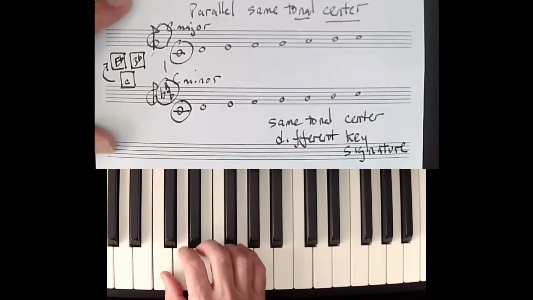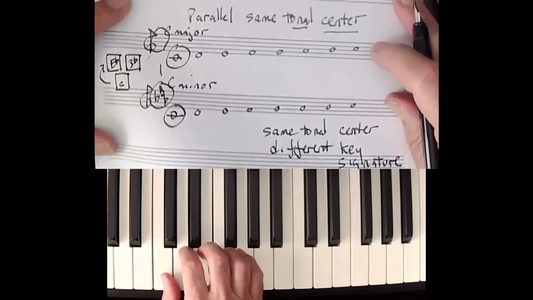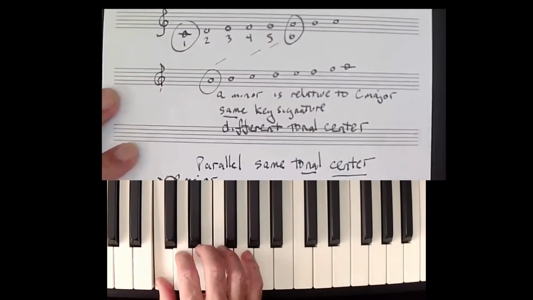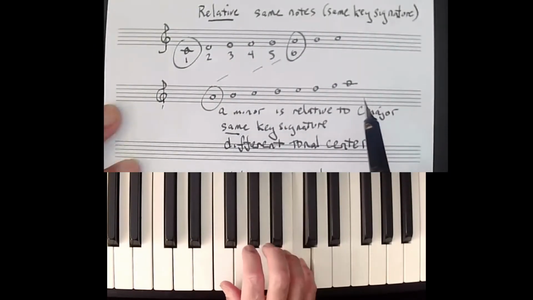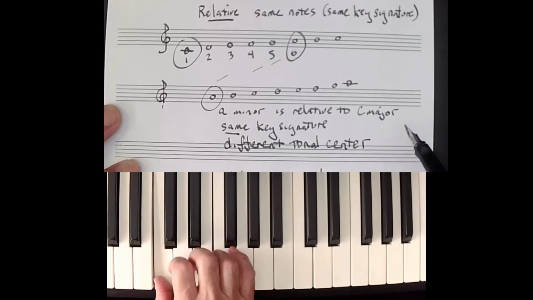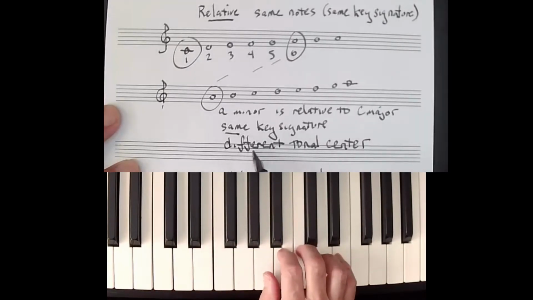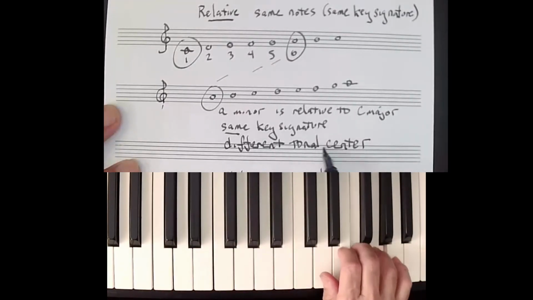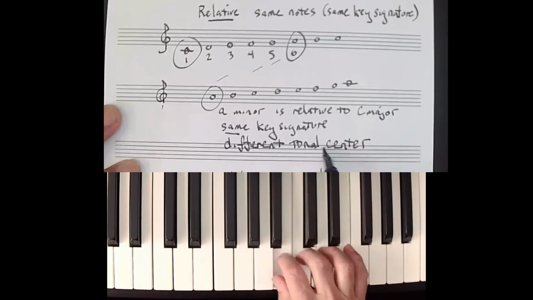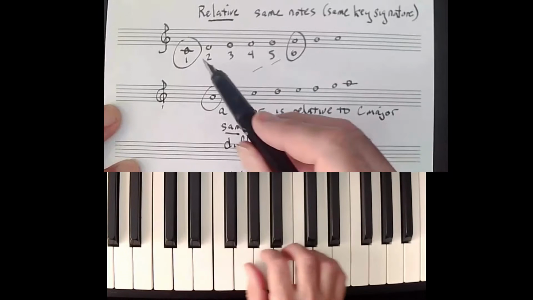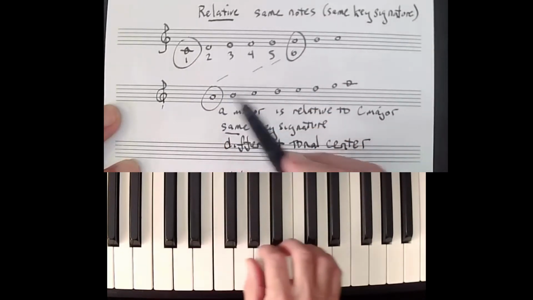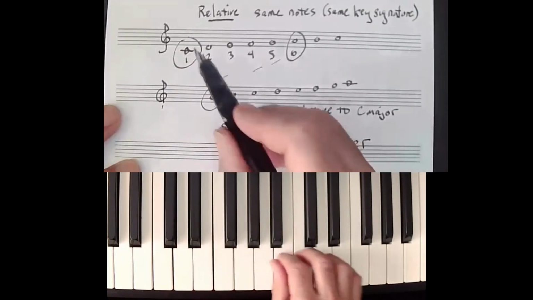And just again, to review, the other relationship that we know is the relative relationship. That's the one where we go to the sixth note and play the same notes. So in this relative relationship, the tonal center is different, C as opposed to A, but the key signature is the same.